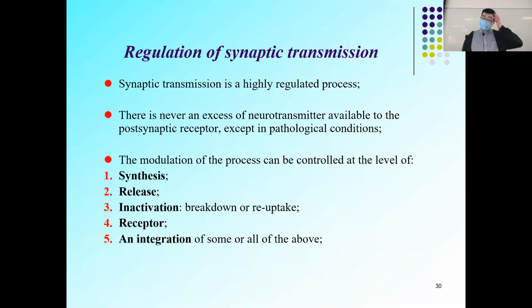Any questions that you want to ask? Yes, the glial cells also help. For example, glial cells can help to remove neurotransmitters, particularly in some cases, for example glutamate transmission and also GABA. Yes, that's the case, and also the metabolism.